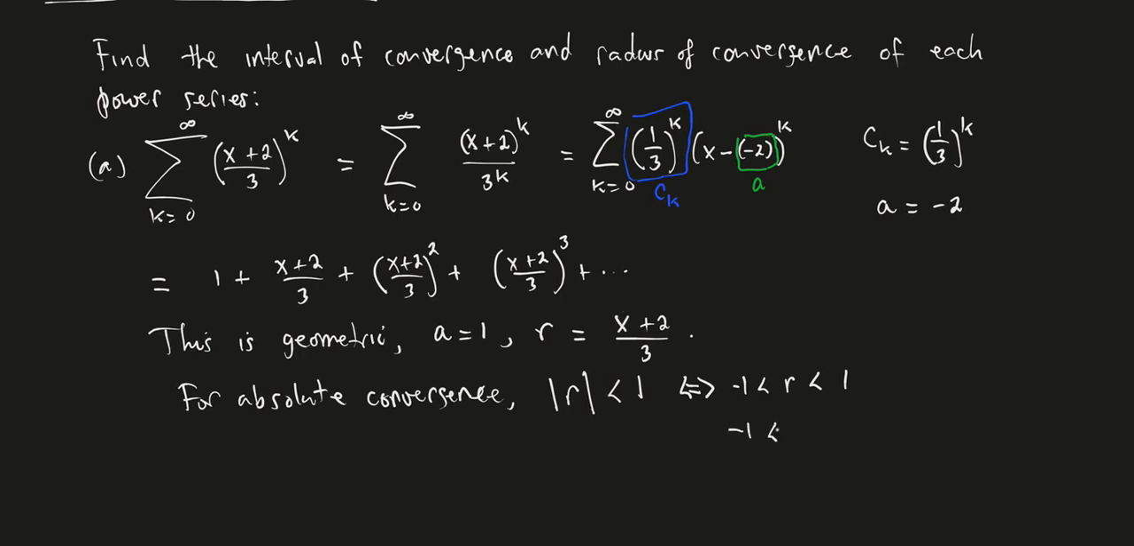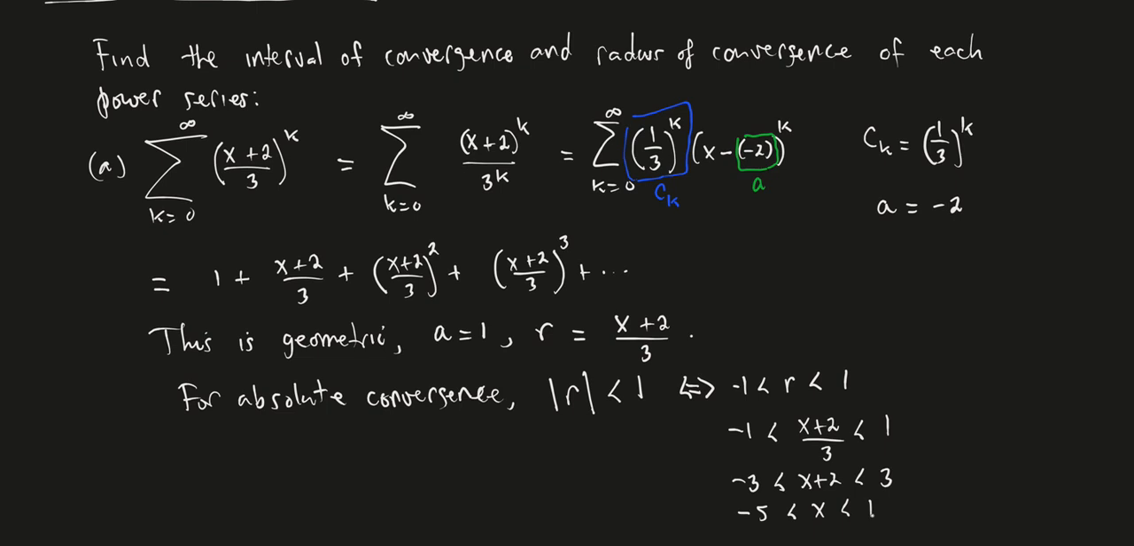So this means the quantity x plus 2 over 3 must be between negative 1 and 1. Since I'm trying to figure out the values of x, that's going to give me this interval of convergence. Let's isolate the x. Let's multiply each part of this compound inequality by 3. So negative 3 is less than x plus 2, which is less than positive 3. And then let's subtract 2 from each part of this inequality. Subtracting 2 from this gives me negative 5. Subtracting 2 from the middle piece, the plus 2 goes away. Subtracting 2 here gives me 1.